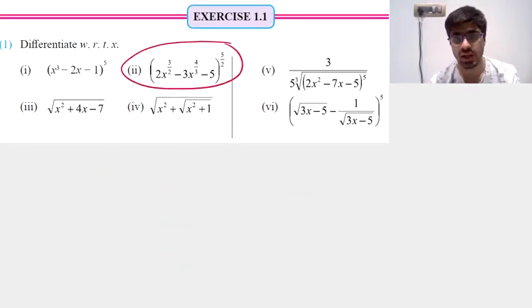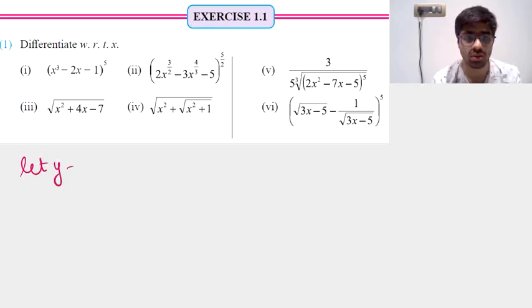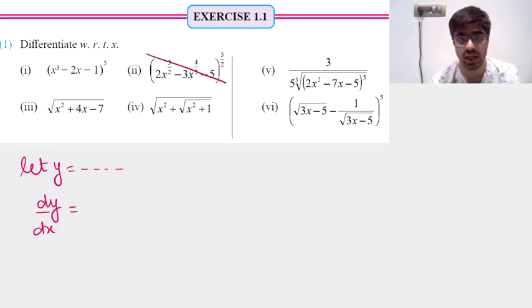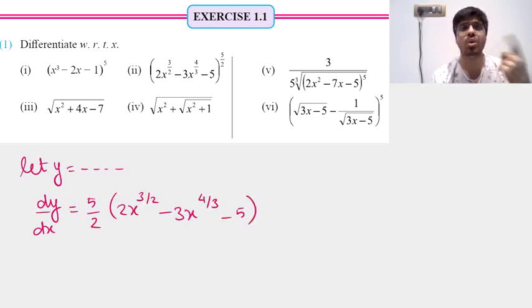The second question is right here. You can consider it as capital X power 5 by 2. So let y be the given function. You take a derivative on both the sides. On the left hand side, it will be dy by dx. On the right hand side, it is X power 5 by 2, so the derivative will be 5 by 2 into (2x power 3 by 2 minus 3x power 4 by 3 minus 5) the whole power 5 by 2 minus 1, which is 3 by 2.